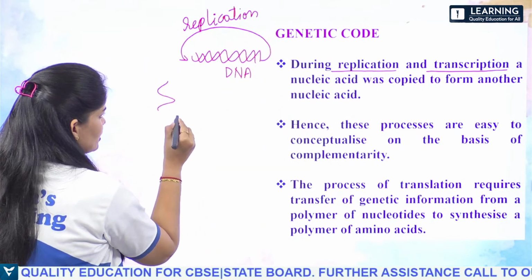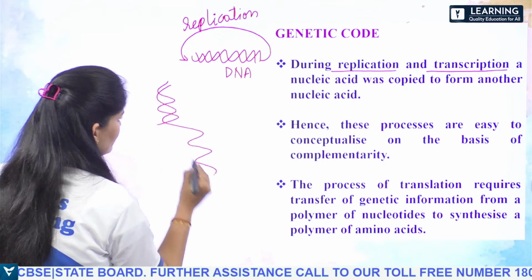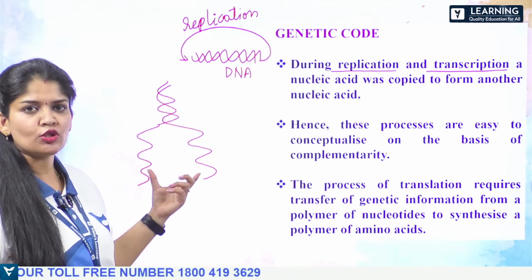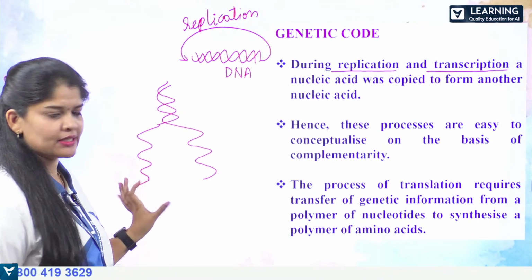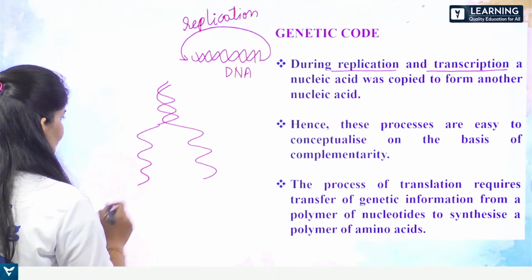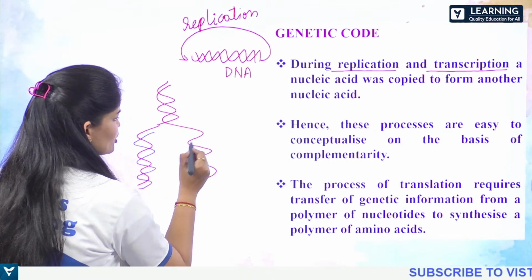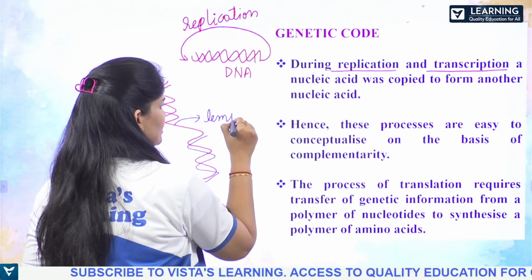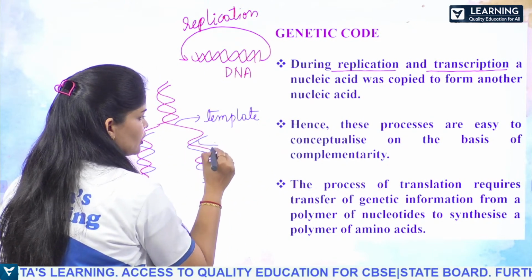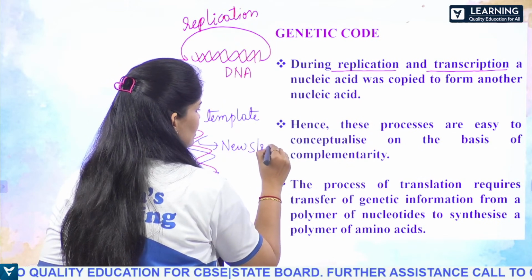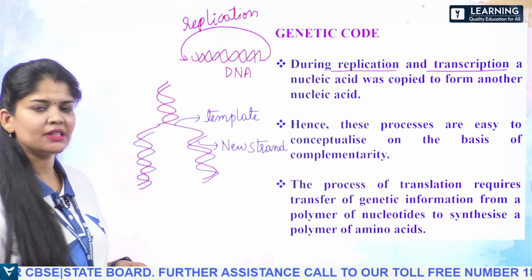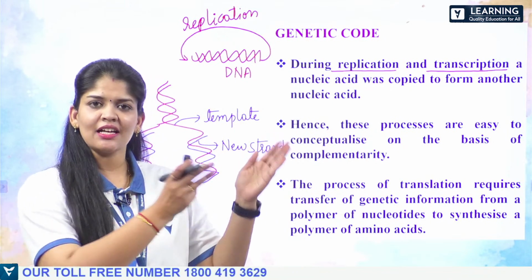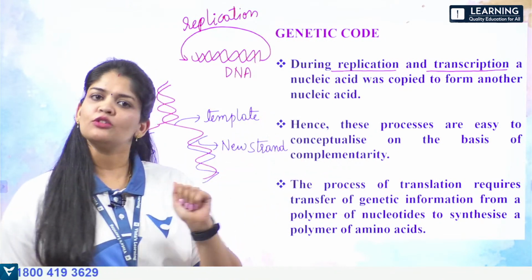In replication, the double-stranded structure uncoils and forms single strands. Now the single strands of the DNA act as a template for the newly forming strands. Both the template and the new strand are of DNA type. That means the nucleic acid and the produced end product is also a nucleic acid. Information is carried from one nucleic acid to another nucleic acid.